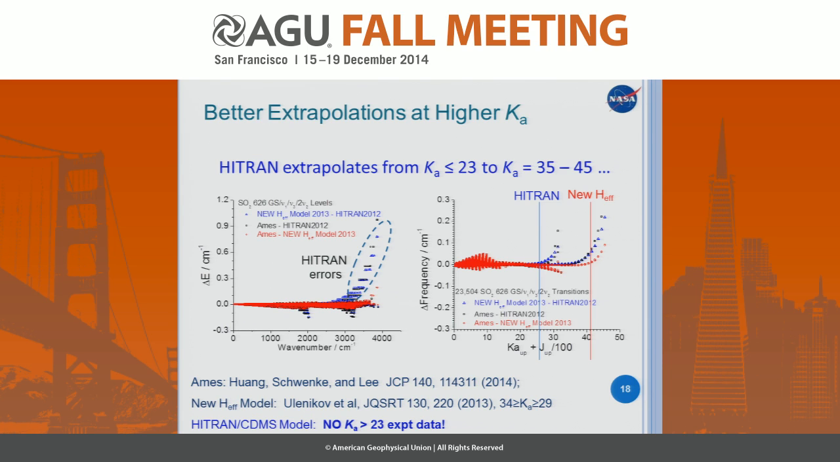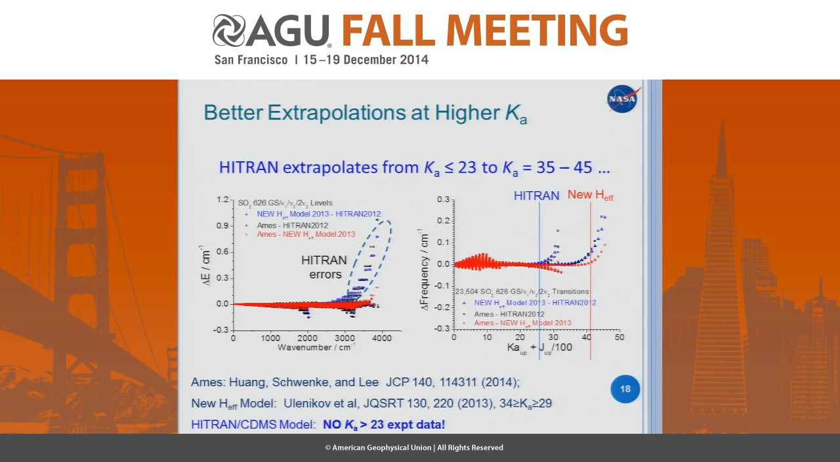The last example I want to show you is the existing databases, HITRAN and CDMS. When they did the fit to the observed data, they didn't include any experimental data with quantum number Ka higher than 23. But this fitted model was used to derive energy levels and transitions with Ka as high as 35 to 45, almost doubled. This directly leads to errors in the existing HITRAN and CDMS databases. These discrepancies have been proven to be problems due to this over-extrapolation along Ka.